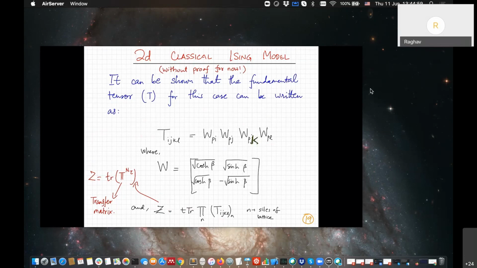So as you can already see, once we have Z, calculating the free energy is trivial because F is just going to be T log of Z, right? So calculating free energy is very straightforward in these tensor networks, and we'll try to calculate that now.